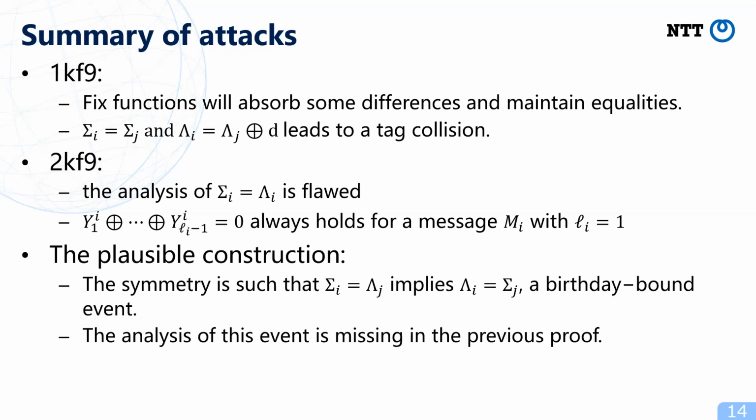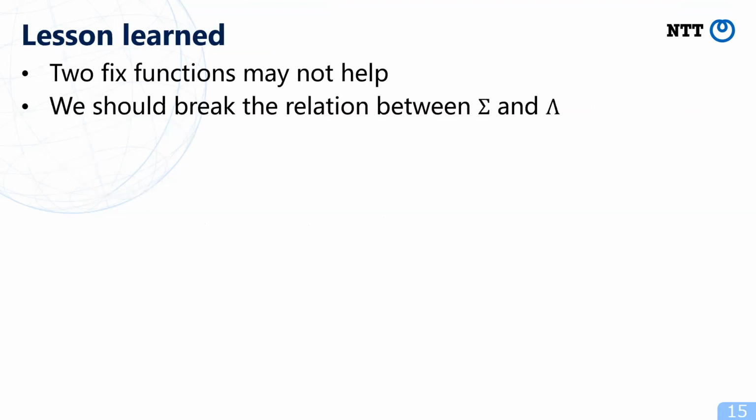And for the plausible construction where you encrypt a 0 block, you keep the symmetry between the upper part and lower part, and this leads to a birthday bound event that makes the proof impossible. So let's try to fix everything.